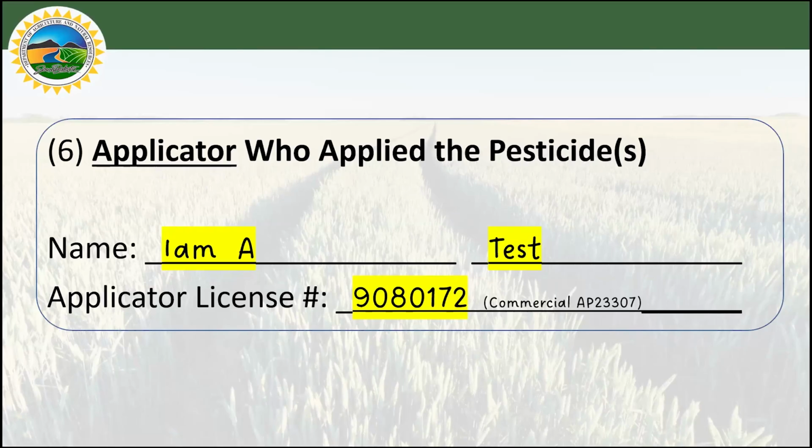If there's more than one person making the application, as Katie mentioned, each person applying the product has to have their own applicator license. And so you could record all of the applicators on this one sheet, or each person can do their own sheet. That's up to you.